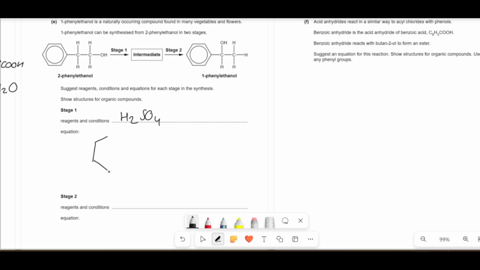And our equation is going to be, well, you start with the original thing. I'm going to do skeletal like this, OH. And then we're dehydrating it into an alkene. So what happens is we're left with this. The OH is gone, but an H is also nabbed from here to make that double bond. So you've got H2O here.